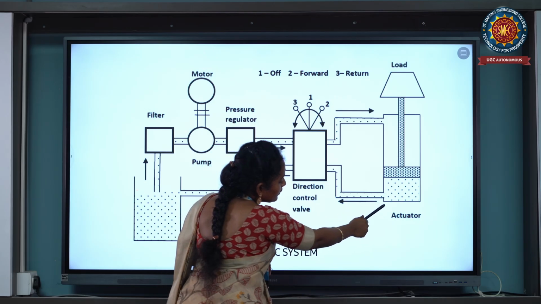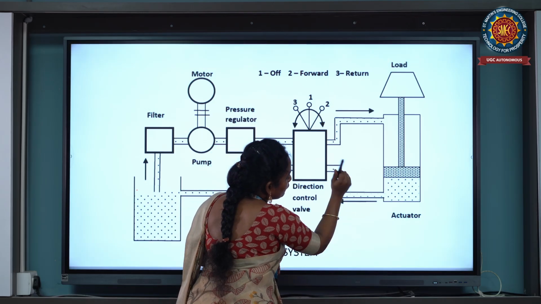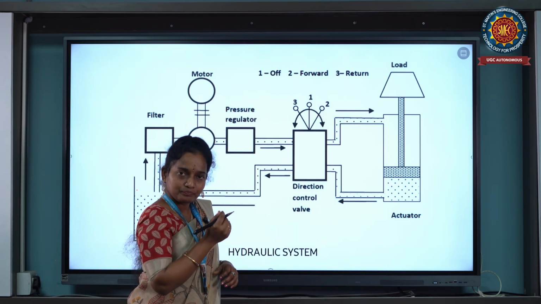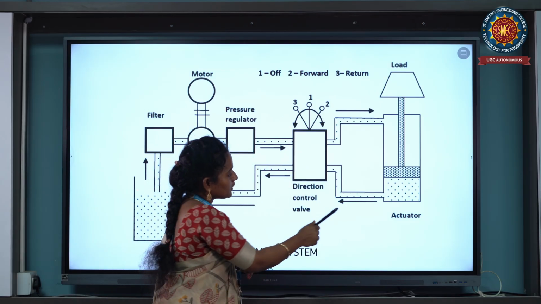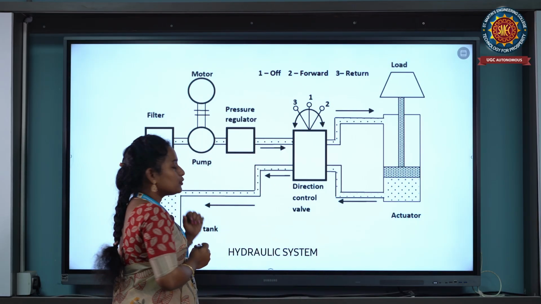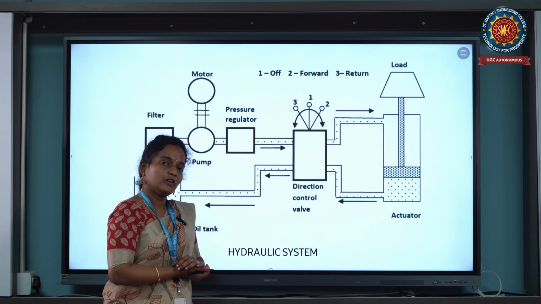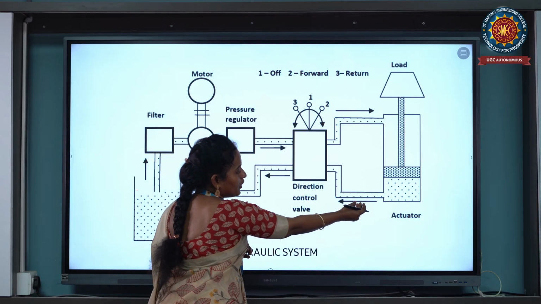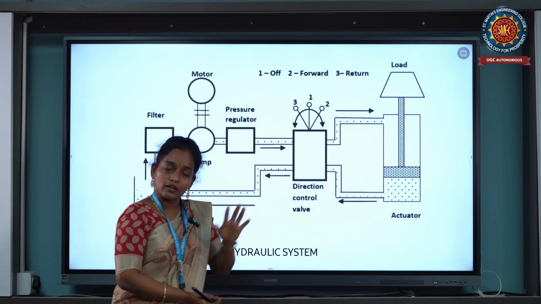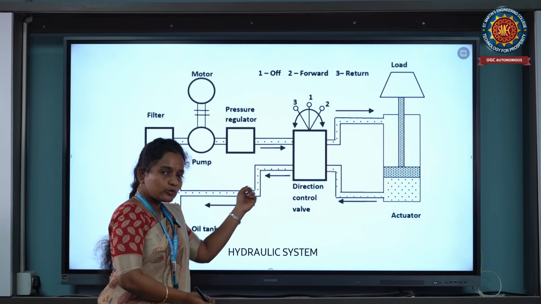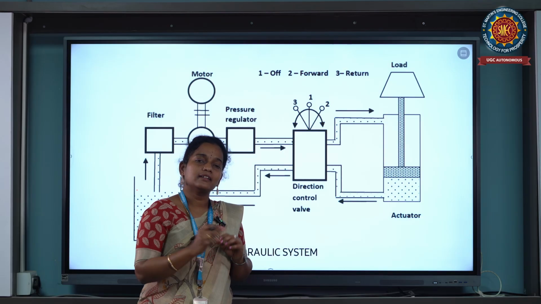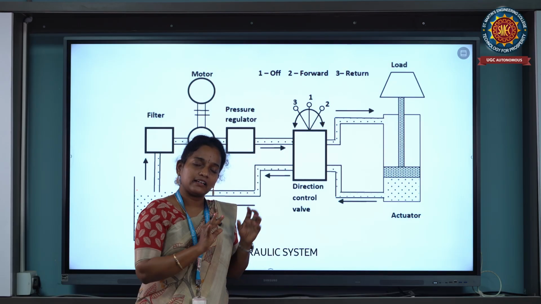So after completing the mechanical force, you have to click the third button, that is the return button. Here the oil passes through the direction control valve and is sent directly to the oil tank. So that is the return. Whatever oil is there, after completing the actuator process, is sent through the direction control valve back to the oil tank. So that is the working principle of the hydraulic system and hydraulic actuator.